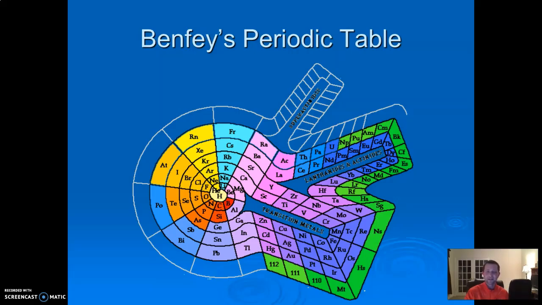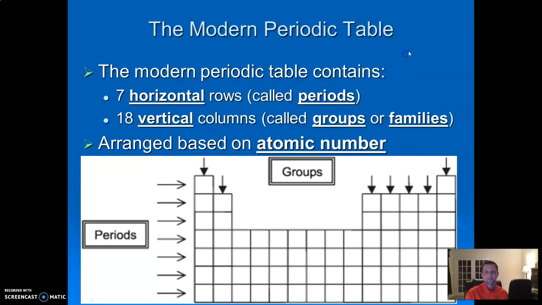Looks like a seashell of some sort. You can still see hydrogen's in the middle here, and it spirals. And you still have all the groups still match up, just a different kind of arrangement, which I think is pretty cool.